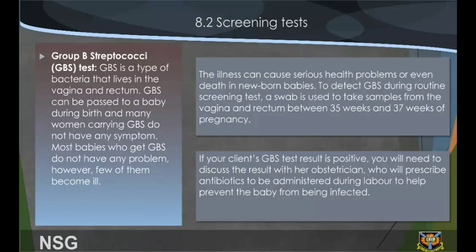The illness can cause serious health problems or even death in newborn babies. To detect GBS during routine screening tests, a swab is used to take samples from the vagina and rectum between 35 weeks and 37 weeks of pregnancy. If your client's GBS test result is positive, you will need to discuss the result with the obstetrician, who will prescribe antibiotics to be administered during labor to help prevent the baby from being infected.